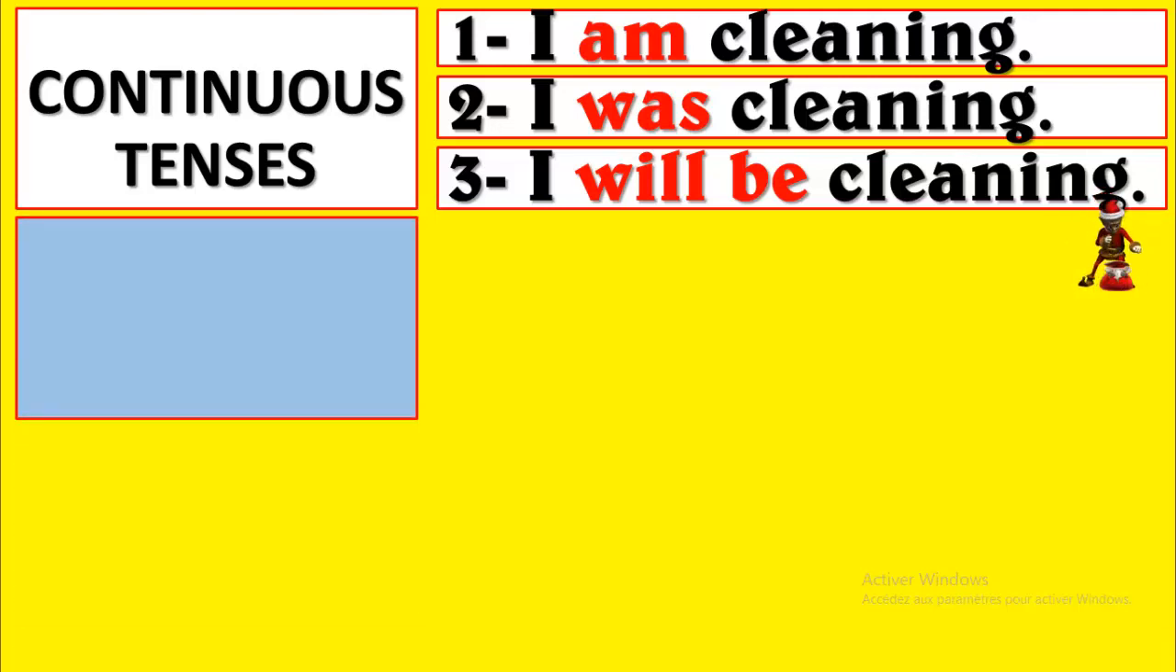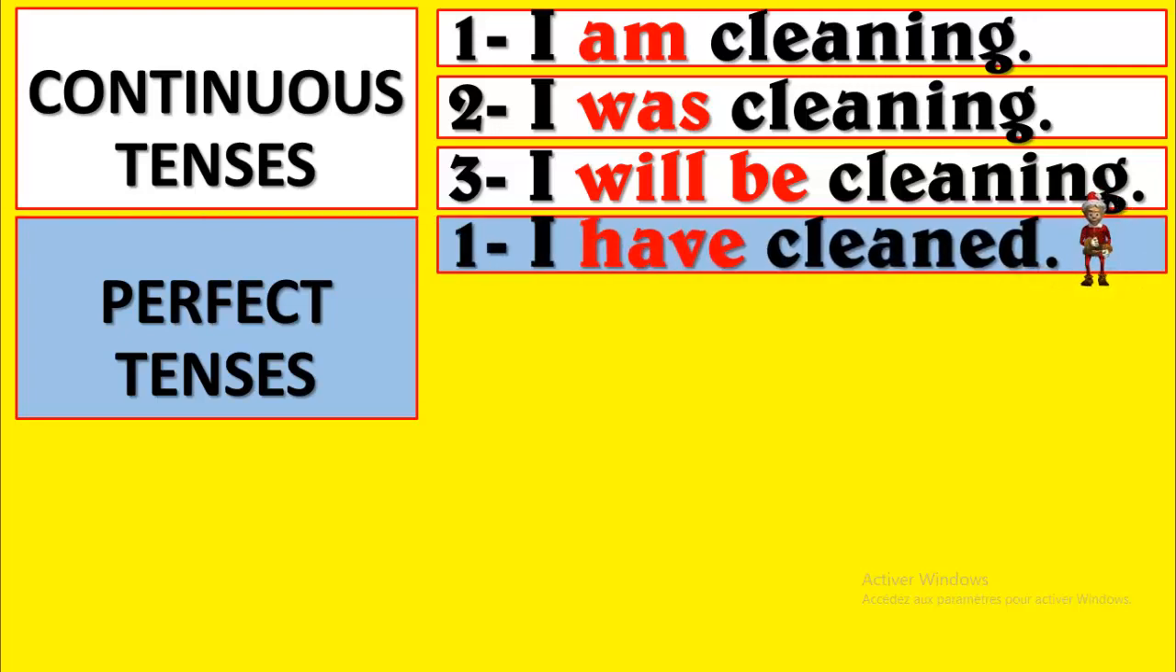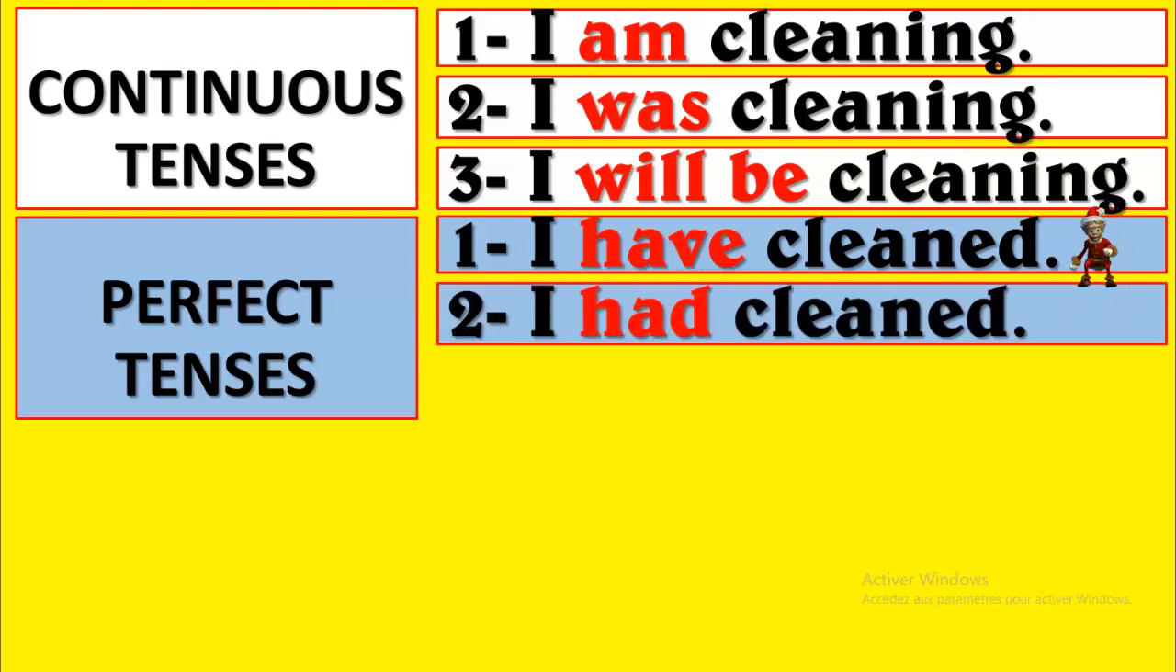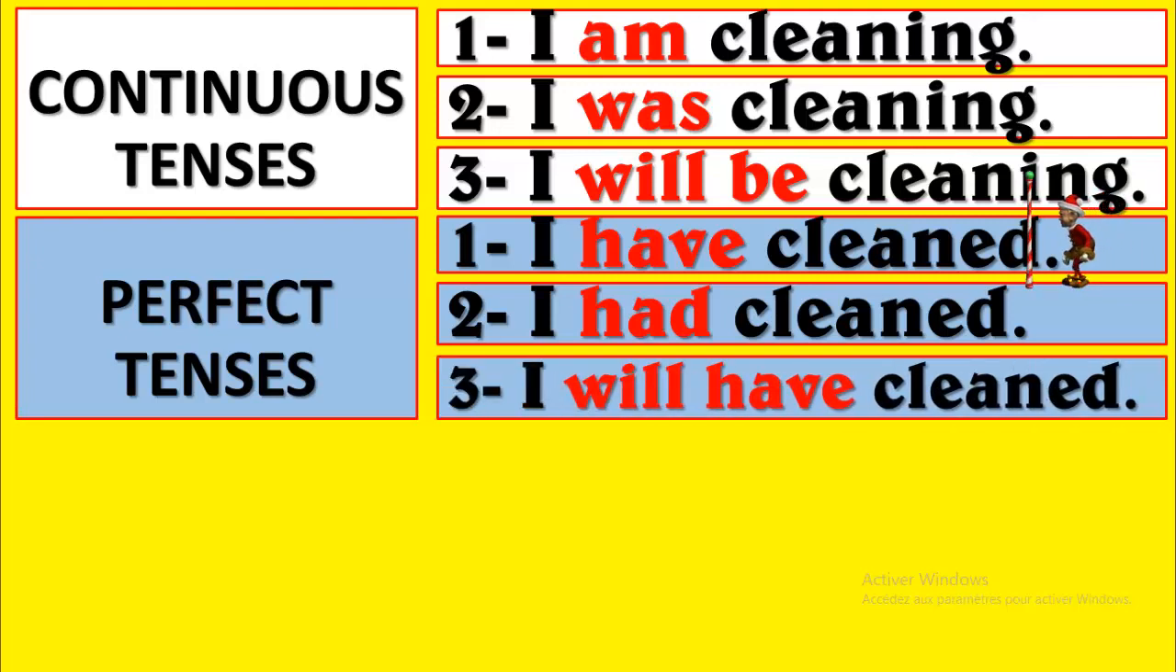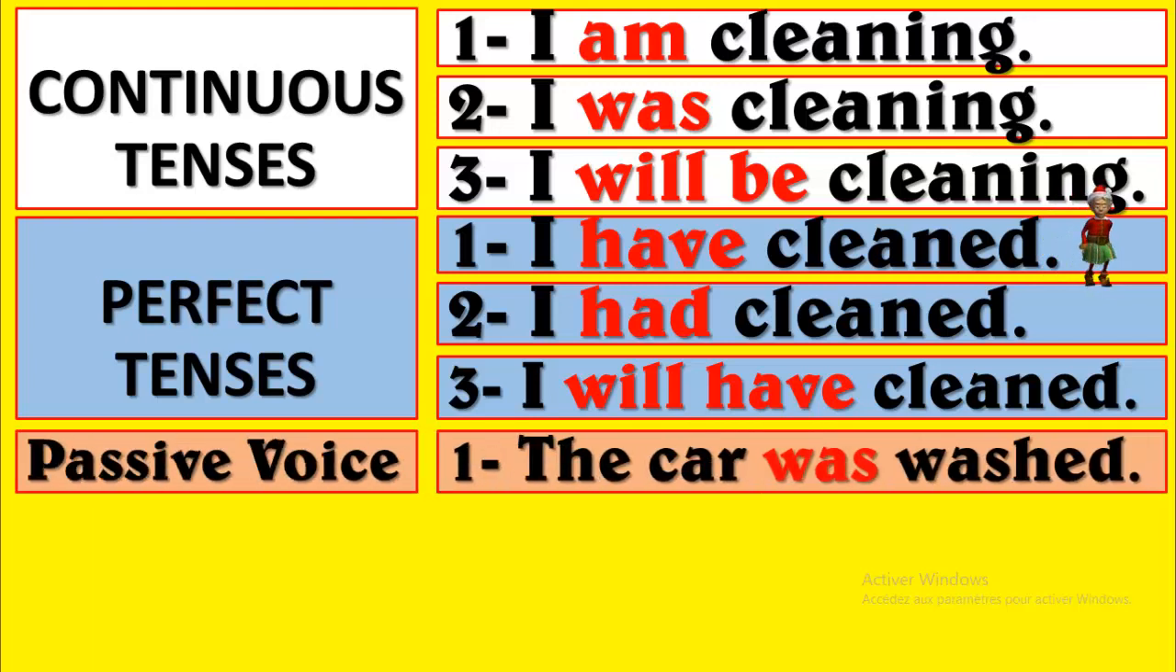Auxiliaries also are used to form perfect tenses. Example, I have cleaned, have plus past participle, present perfect. I had cleaned, had plus past participle, past perfect. I will have cleaned, will have in the future, plus past participle, the future perfect. The passive voice, we also use the auxiliary to be plus past participle, the car was washed.